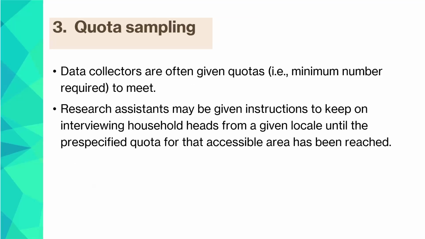Number three is quota sampling. This is often utilized in the context wherein data collectors are given quotas or a minimum number requirement to meet in certain scenarios or research settings. Research assistants may be given instructions to just keep on interviewing household heads, for example, in a given locale until the pre-specified quota for that accessible area has been reached.